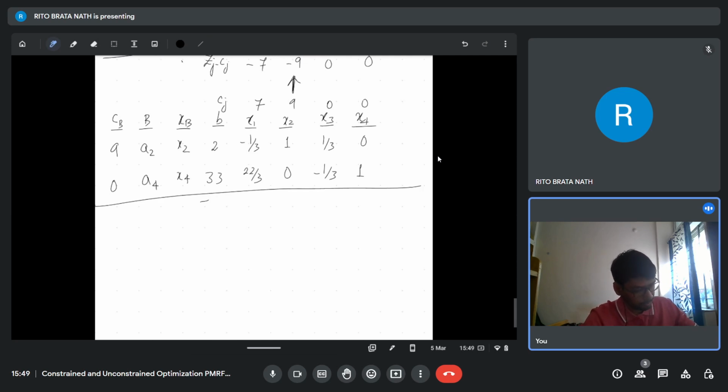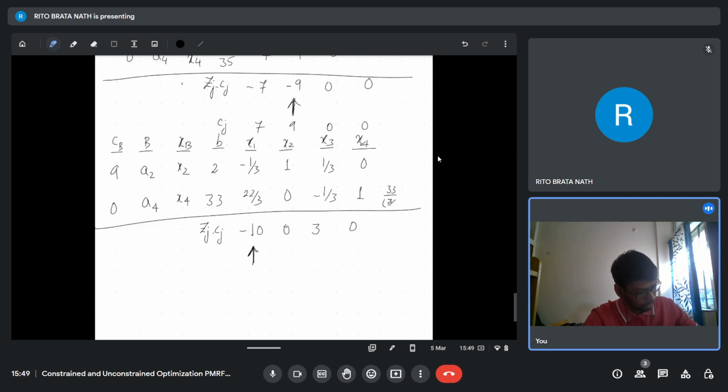So as before, do the similar exercise. So this one will be minus 10. Next one will be 0. Next one will be 3. And the last one will be 0. So this one will be your entering one. And which one will be your leaving one? That you have to calculate. So the first one is anyway negative, so that's not of any use. This one, so this is 3 by 22, right? So anyway, this will be your leaving variable, and this will be your pivot.